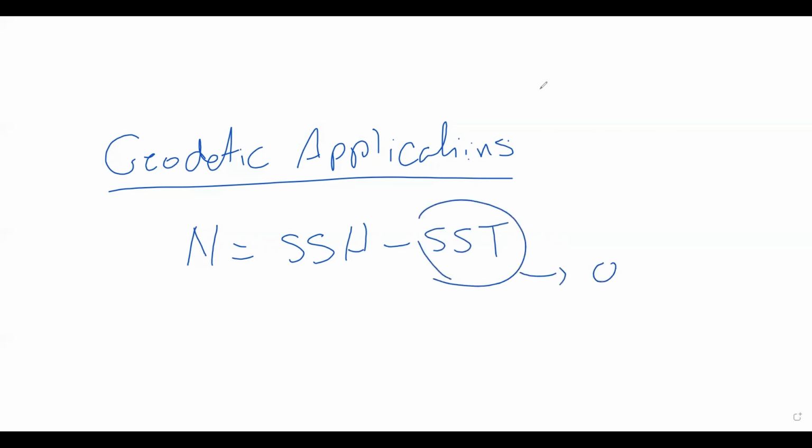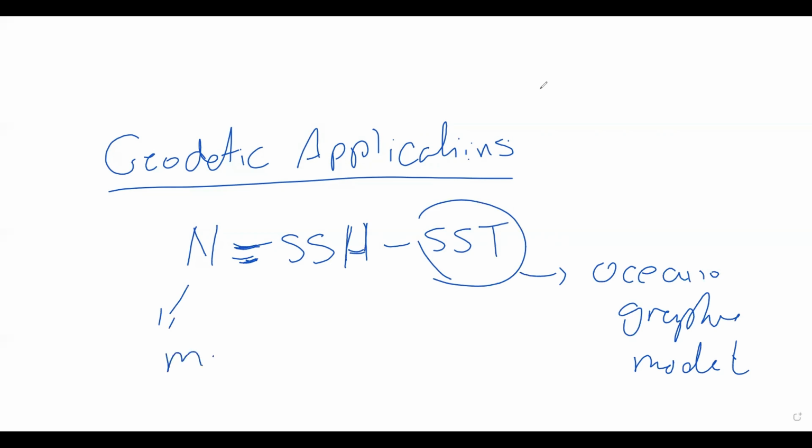It comes from oceanographic models, and is subtracted from SSH to get N. The geoid can be computed directly from SSH. So that's the geoid, we call it the marine geoid.